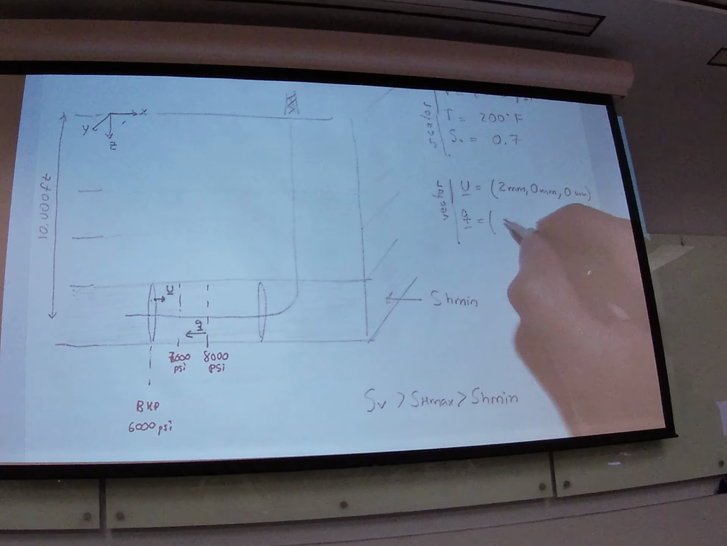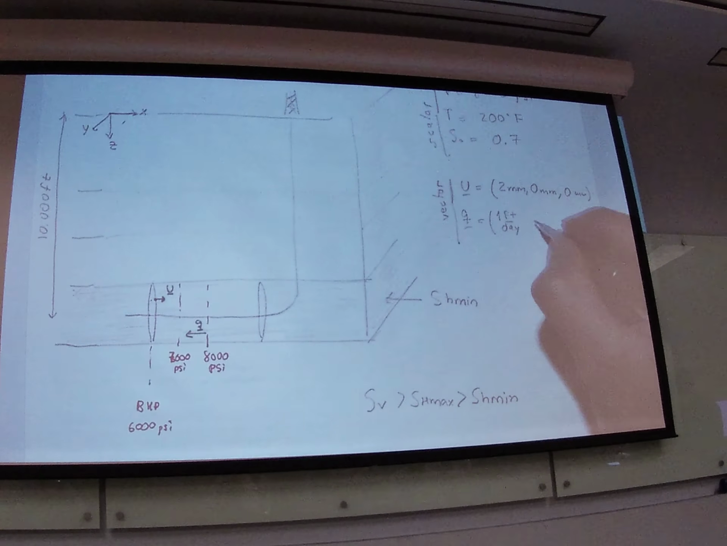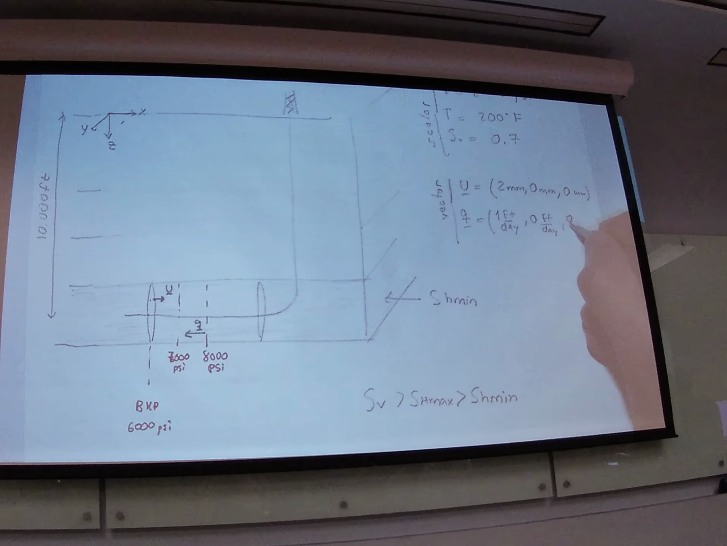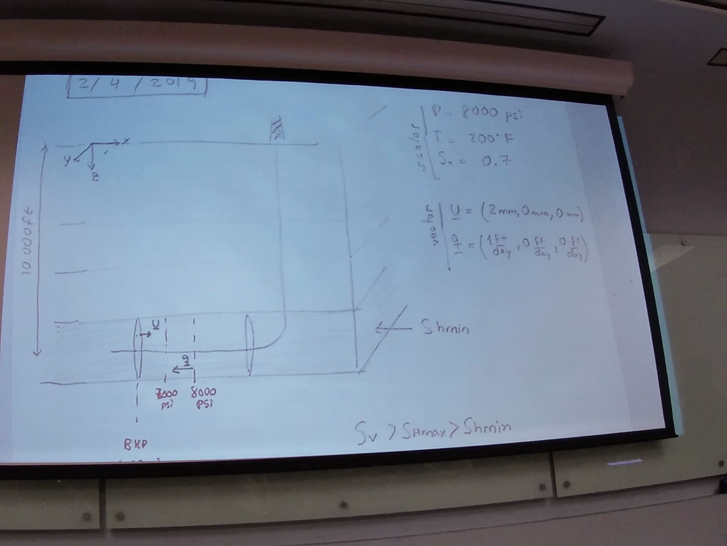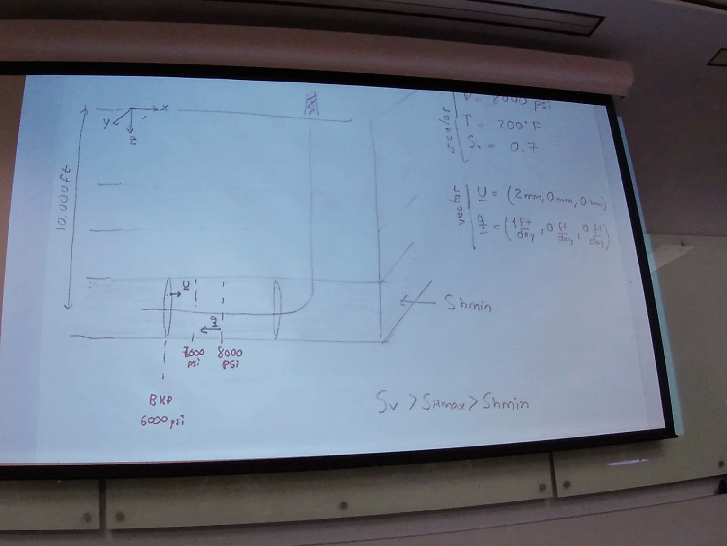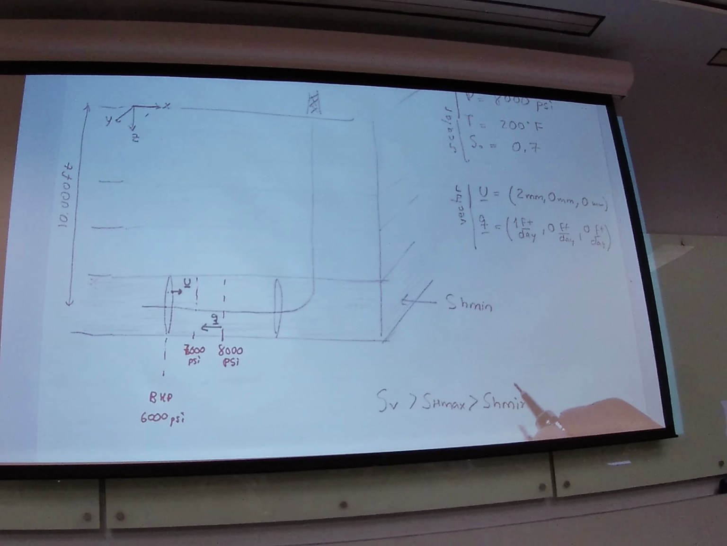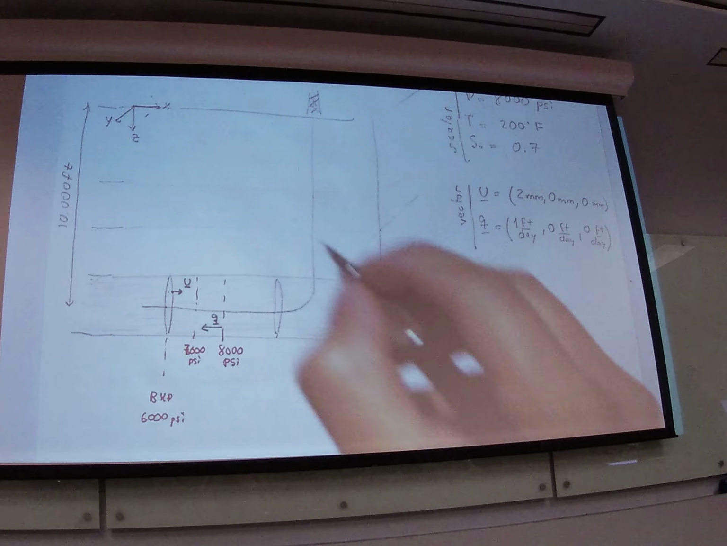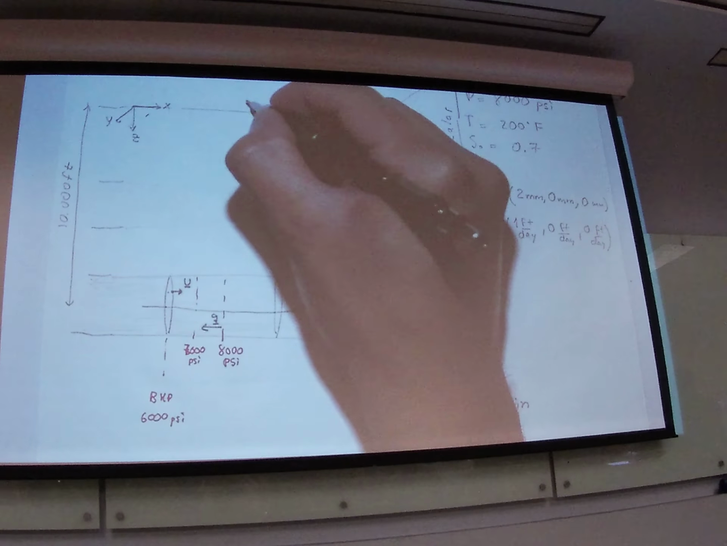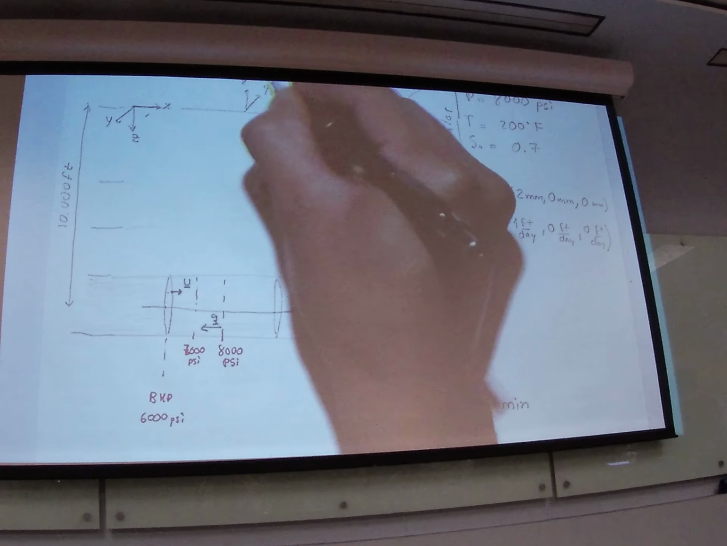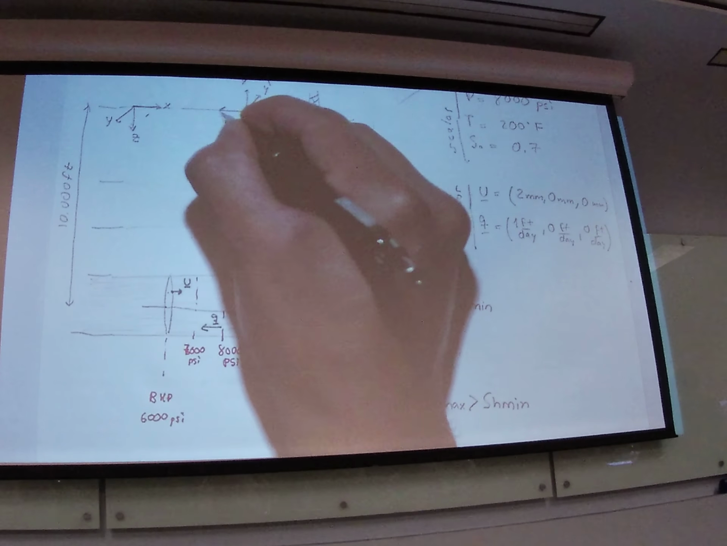So let's say that Q is 1 feet per day, and this is 0, and this is 0, 2. These two examples of vectors, they wouldn't be the same if I were to use another coordinate system. For example, if I were to use a coordinate system that is like this, that this is x prime, y prime, and z prime.